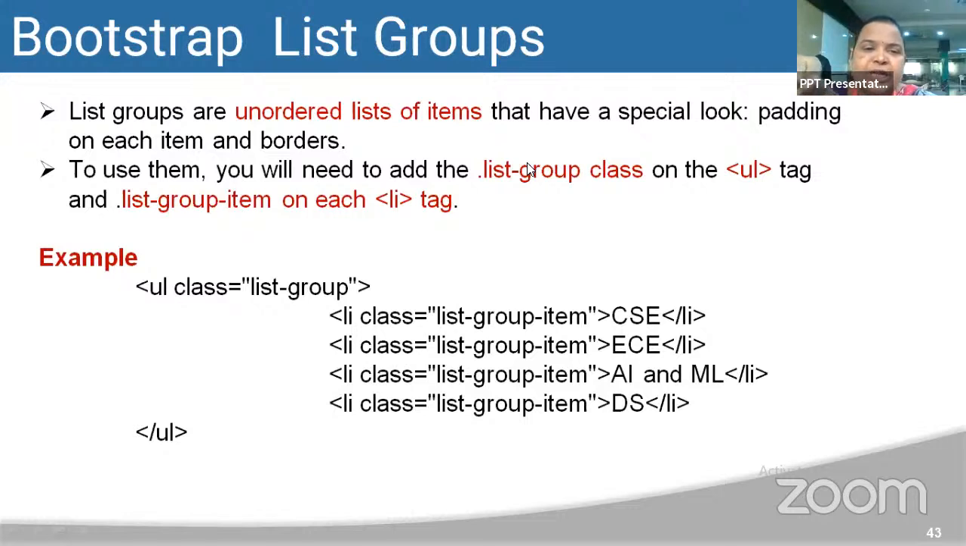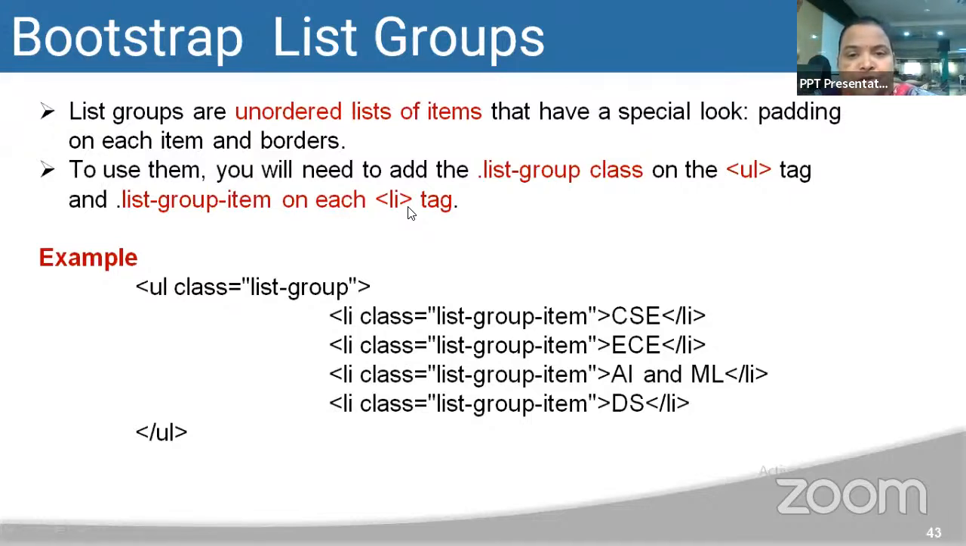It will be displayed. Actually, in the HTML, there is only the dots representation, not the padding representation. Here, using the class, it can be represented as a padding representation. To use them, you will need to add the list-group class on the unordered list. The ul tag is used for the unordered list, and also the class called list-group-item on each li tag. Here, two classes are required.